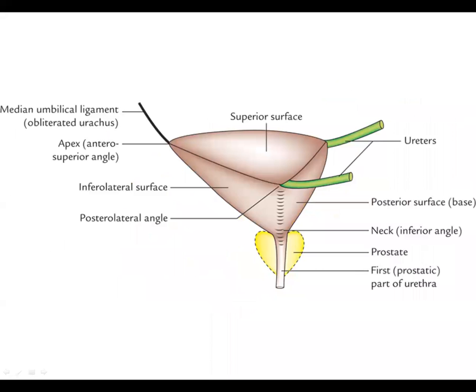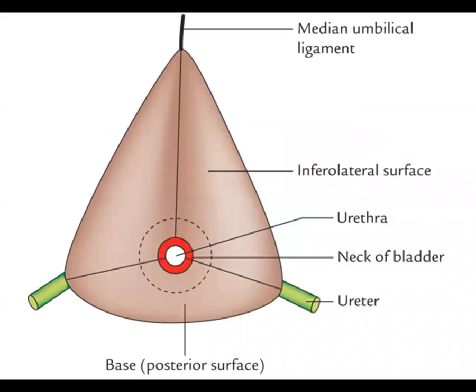Now we will see, this we are seeing the urinary bladder from the inferior aspect. This is the neck of the urinary bladder and this is the opening of the urethra. These are the two inferolateral surfaces and this is the posterior surface or the base. And the apex gives attachment to the median umbilical ligament, which is nothing but the remnant of the urachus. So we are seeing the bladder from the inferior aspect.